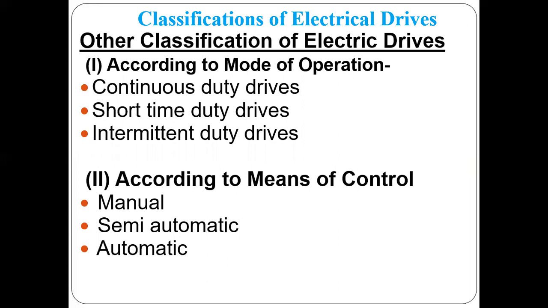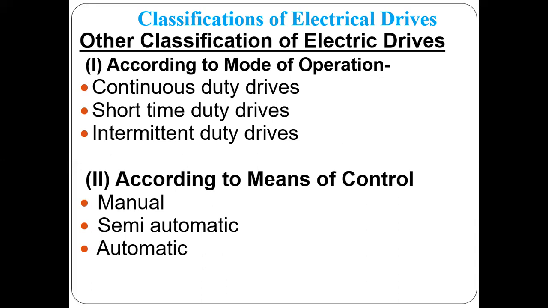Now we will go to some other classifications, some other types of electrical drive. According to different operations and different modes, the electrical drive is classified. One by one we will discuss. First we will discuss according to mode of operation. According to mode of operation, electrical drives are classified into three types: one is continuous duty drive, second is short time duty drive, and third is intermittent duty drive.